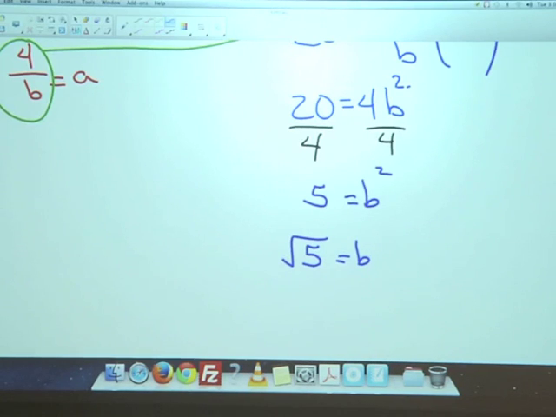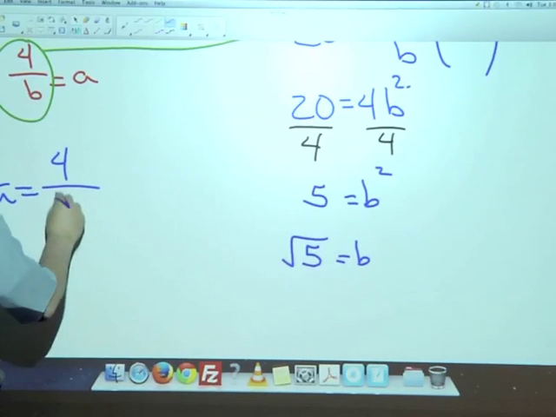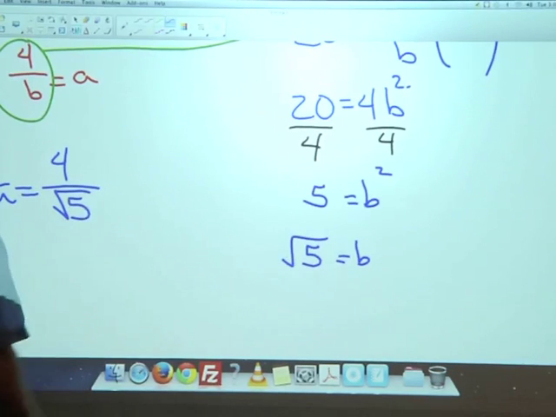So if we had done this the other way and just decided to start with the 20 equals a b cubed, we should end up with the same thing. So we know what b is, which means we now know what a is, because a, we said, was given by this. So a is going to equal 4 over the square root of 5.